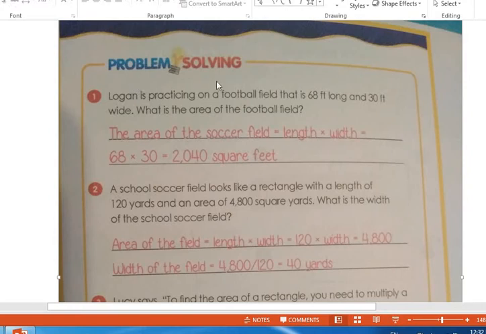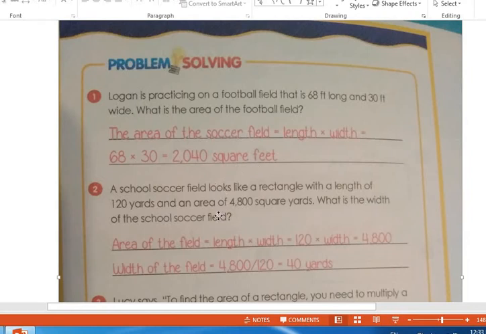Here, problem solving is very important to know how to read the problem and solve this. It helps you in the math test. Logan is practicing on a football field that's 68 feet long and 30 feet wide. What's the area of the football field? The area of the soccer field equals length times width. Why? Because here I have two different dimensions, 68 and 30. So 68 times 30, so this is a rectangle. Okay, 68 times 30, 2040 square feet.